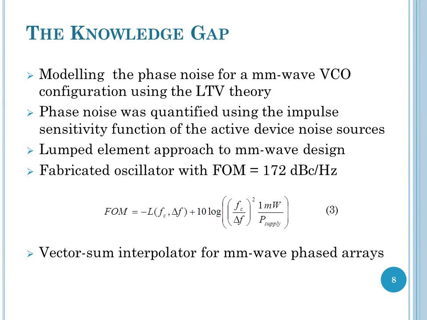This slide discusses the knowledge gap addressed in the research. The research work involved modeling the phase noise in a millimeter wave VCO configuration using the linear time varying theory for oscillators. This led to an analytical expression for phase noise in terms of impulse sensitivity function of the active device noise sources. The lumped element approach for millimeter wave design as followed in this research was tested out by prototyping. The schematics used the process design kit supplied by the foundry, and the measurement of the VCO indicated a figure of merit of 172 dBc per Hz.